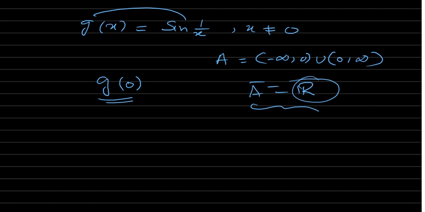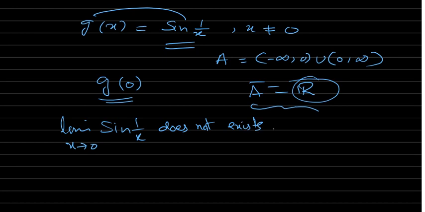We cannot define g of 0 so that the resulting extension will become continuous on the whole space, and the reason is this, because the limit x approaches 0 of sin of 1 by x does not exist. ये जो लिमिट है ना ये एग्जिस्ट नहीं हो रहा है. कोई आप में से आंसर दे सकता है, why this limit does not exist?